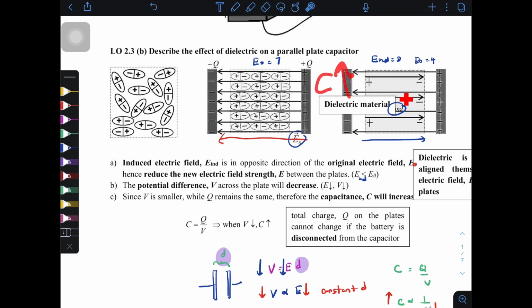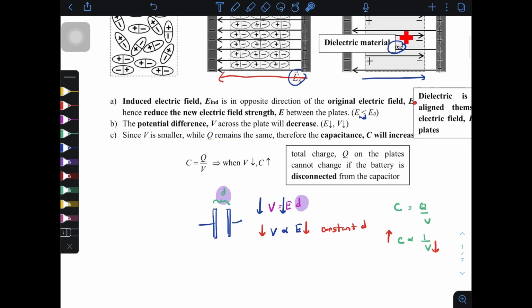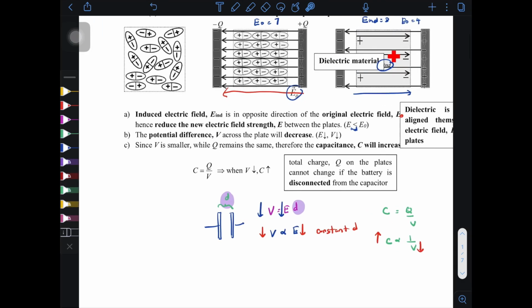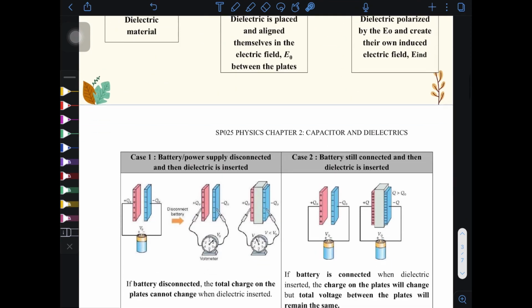So bagus ke tidak? Yes. Bagus sangat sebab kita nak increase the capacitance supaya kita boleh store more charge. Okay. So since V is smaller while Q remain the same, therefore the capacitance will increase. So fungsi dielectric materials ni untuk increasekan capacitance. Right. So itu ialah the effect of putting a dielectric materials.